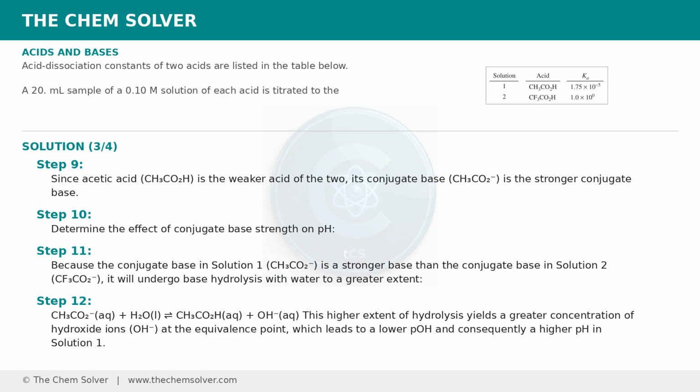Determine the effect of conjugate base strength on pH. Because the conjugate base in solution 1, CH3CO2⁻, is a stronger base than the conjugate base in solution 2, CF3CO2⁻, it will undergo base hydrolysis with water to a greater extent. CH3CO2⁻ plus H2O is in equilibrium with CH3CO2H plus OH⁻. This higher extent of hydrolysis yields a greater concentration of hydroxide ions, OH⁻, at the equivalence point, which leads to a lower pOH and consequently a higher pH in solution 1.